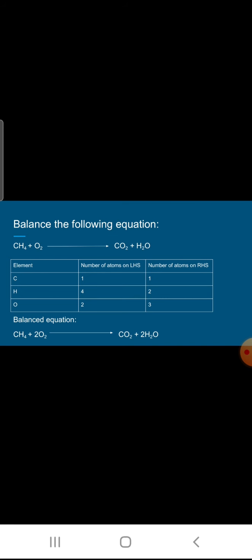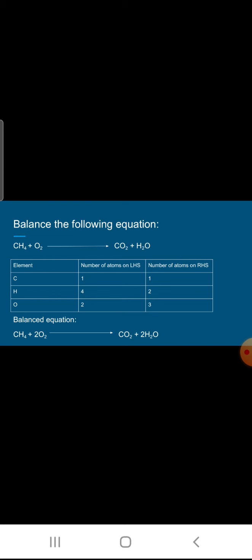I'll explain how you can balance a few reactions by giving examples. See, when methane burns in air, that is in oxygen, it forms carbon dioxide and water. Here the first step is to write the skeletal equation, that is CH4 for methane plus O2 for oxygen. Put one arrow, write down carbon dioxide CO2 plus H2O, water.